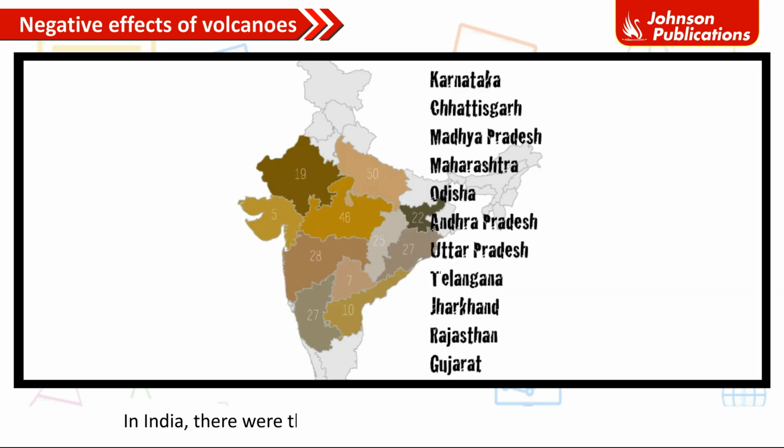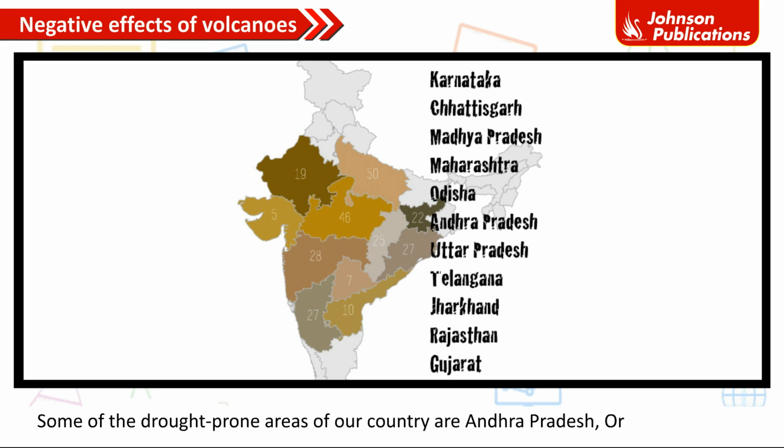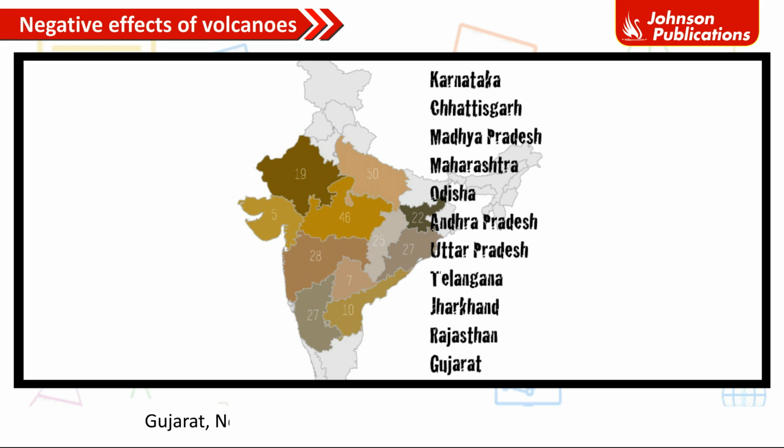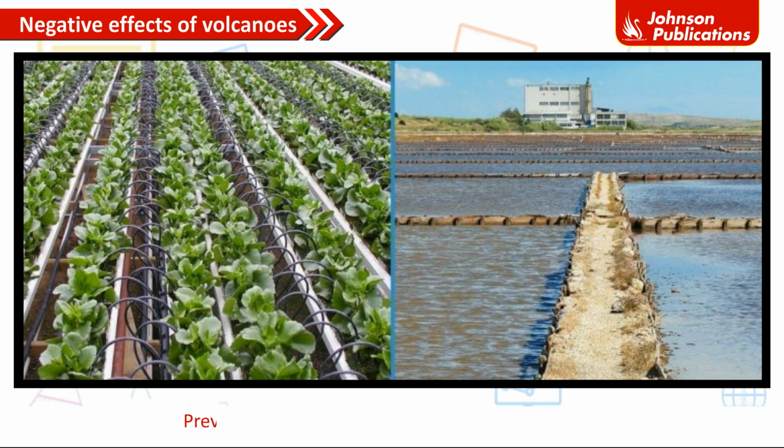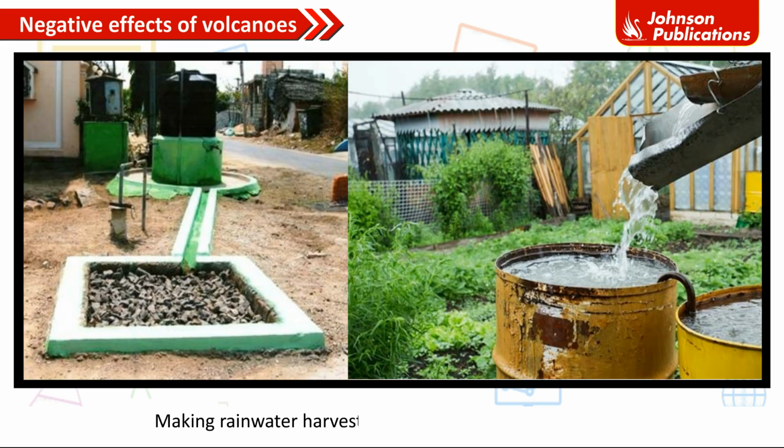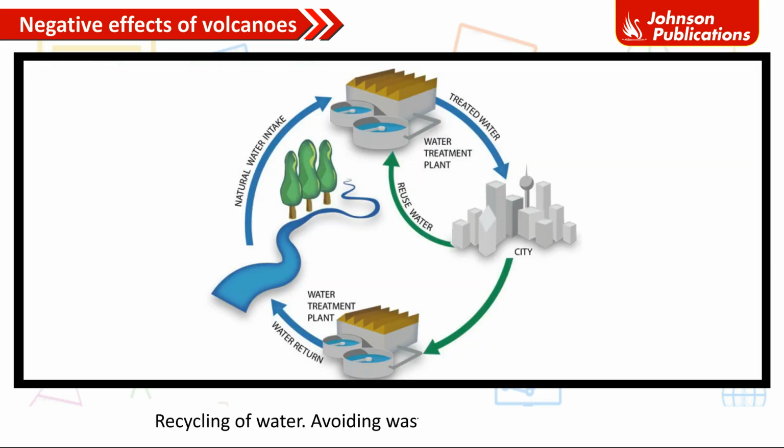In India, there were three major droughts after the independence: in 1965-66, in 1979, and in 1986-87. Some of the drought-prone areas of the country are Andhra Pradesh, Odisha, Rajasthan, Gujarat, North Karnataka, and some parts of Maharashtra.